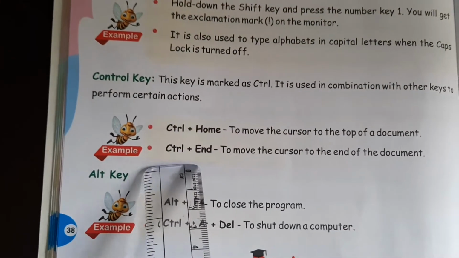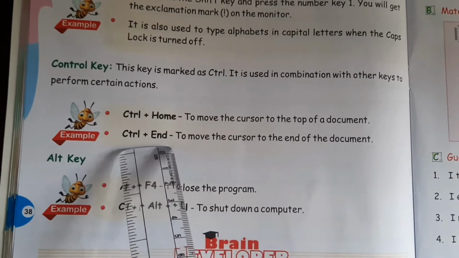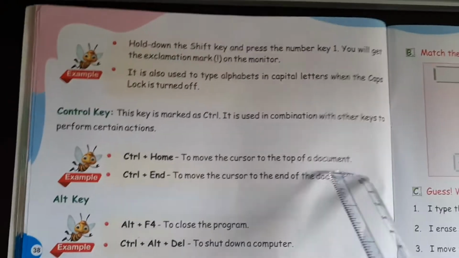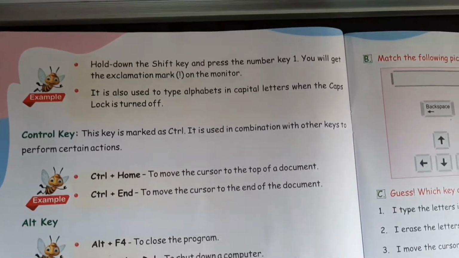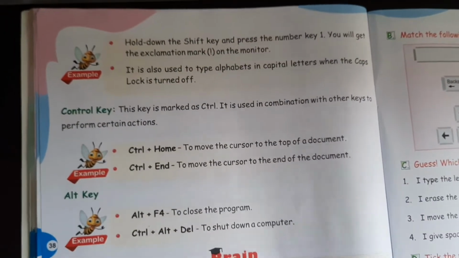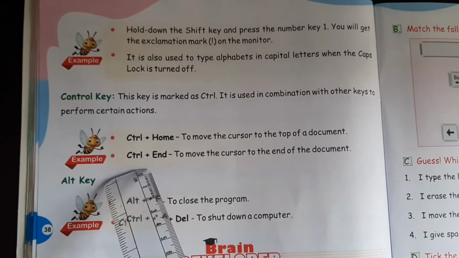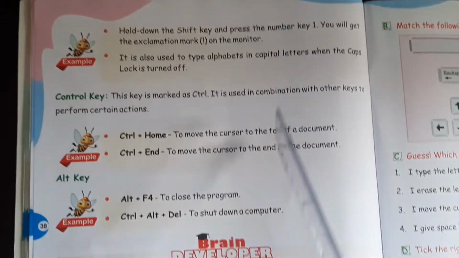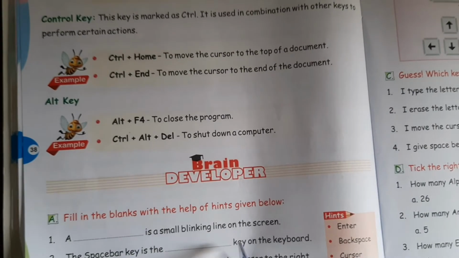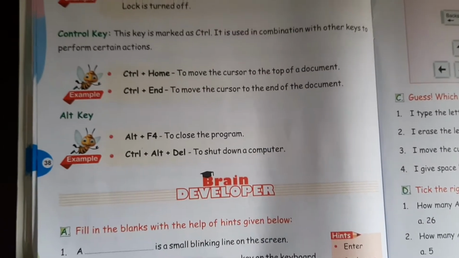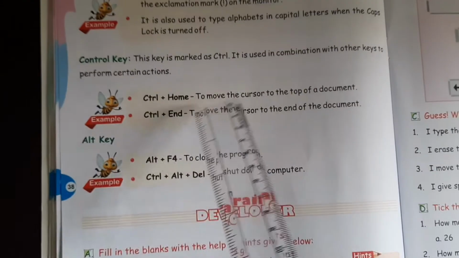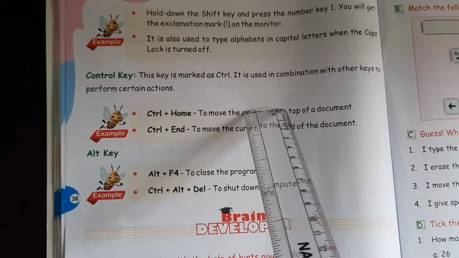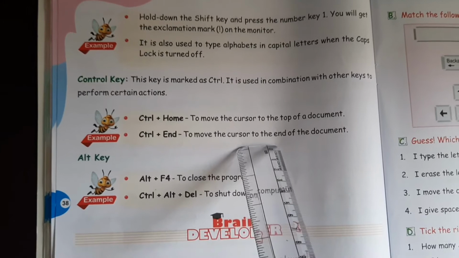The next combination is control plus end. I showed you the end key also, to move the cursor to the end of the document. Now you have taken your cursor up, right? You want to go down immediately without using the arrow keys. So you press the control key, keep it pressed, and then also press the end key. The cursor will go from the top to the bottom of the page, wherever your last text is written. So the control key can be used in combination with the home key and the end key to perform these two functions. There are other functions also which you will learn later.